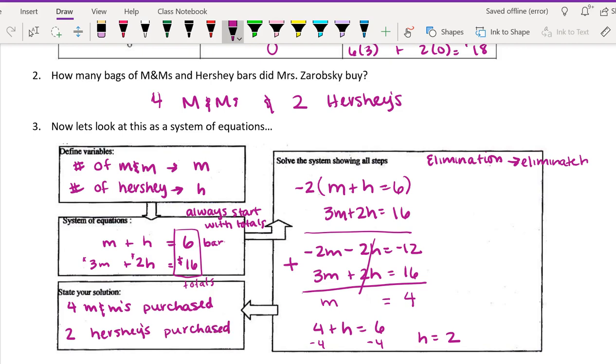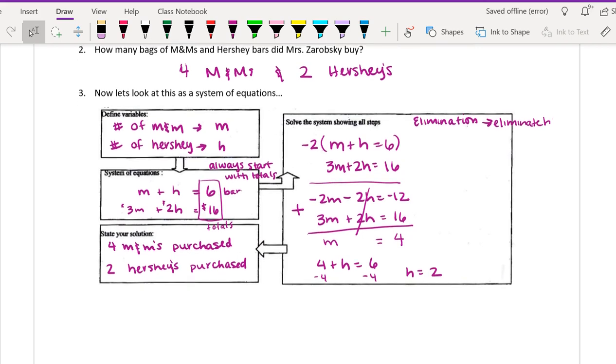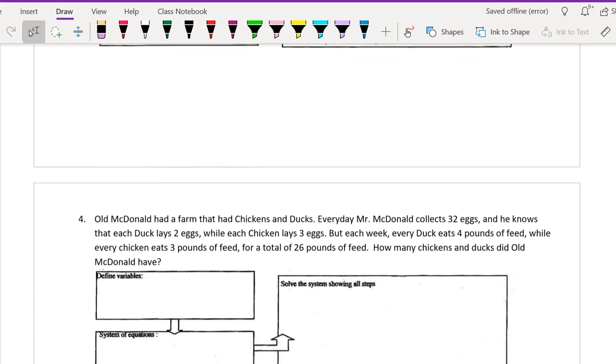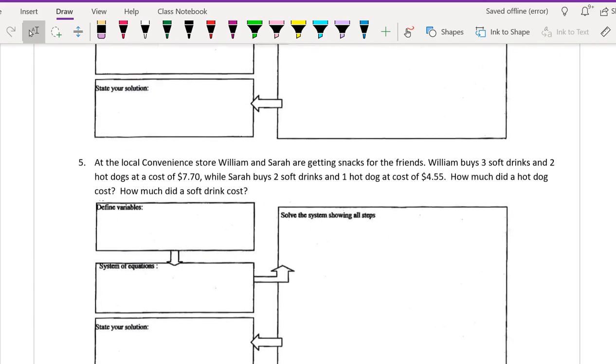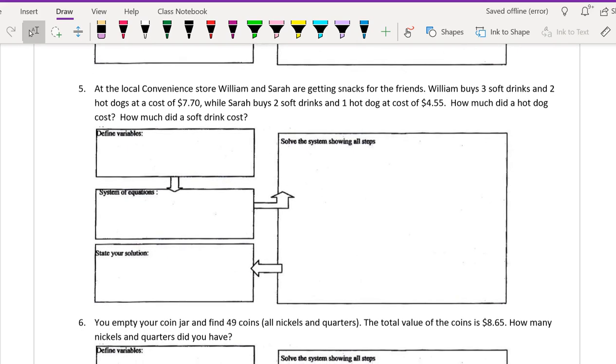Okay, so that's how we can set up a system of equations using a scenario or in context. Okay, so we're going to look at another one really quickly, and then I'm going to ask that you do a couple of problems on your own. So I don't want to do the duck problem, I want to do this money problem. Yeah, we're going to do number 5.